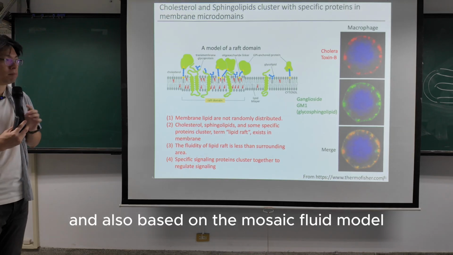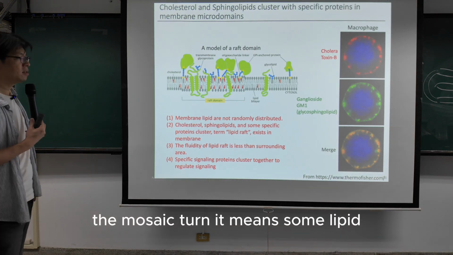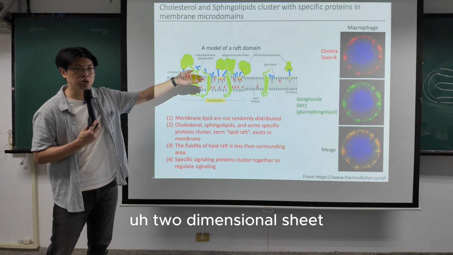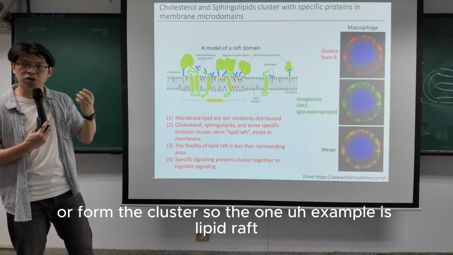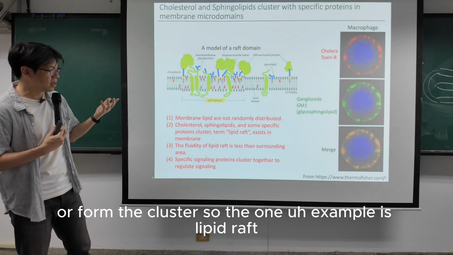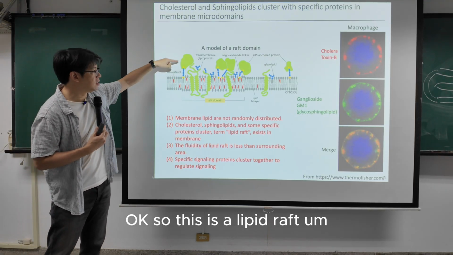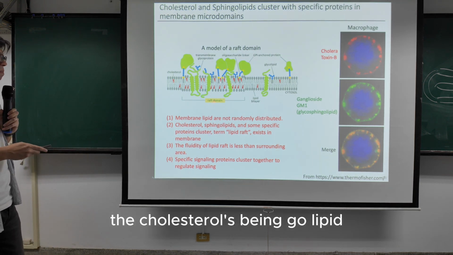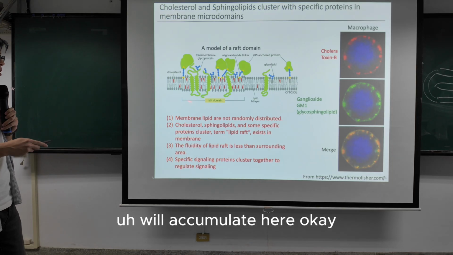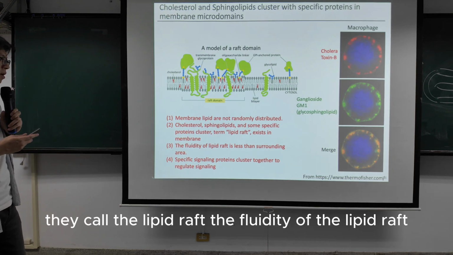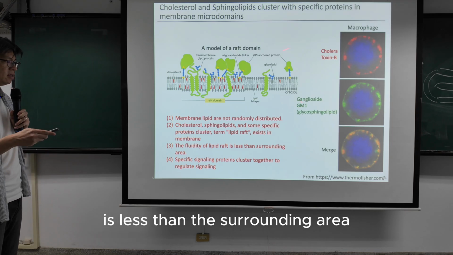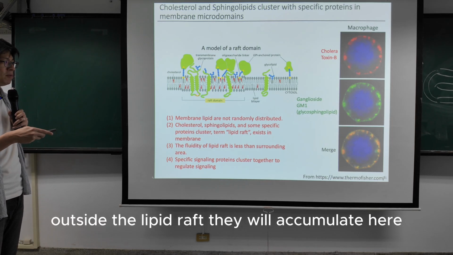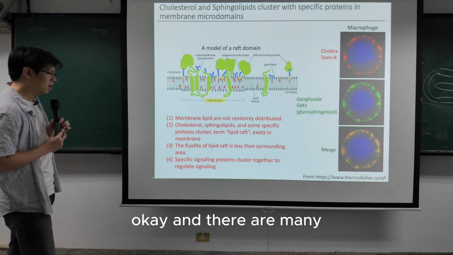Also, based on the fluid mosaic model, the mosaic means some lipids are not evenly distributed in this two-dimensional sheet. Sometimes they accumulate or form a cluster. One example is the lipid raft. So it's not a random distribution. The cholesterol, sphingolipid, and some specific proteins will accumulate here. Okay, they call it the lipid raft. The fluidity of the lipid raft is less than the surrounding area. That is why they don't escape outside the lipid raft. They will accumulate here.